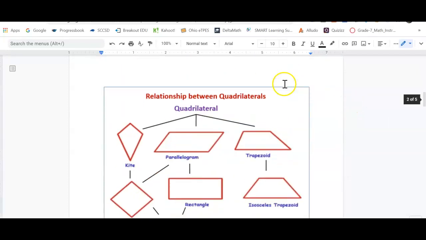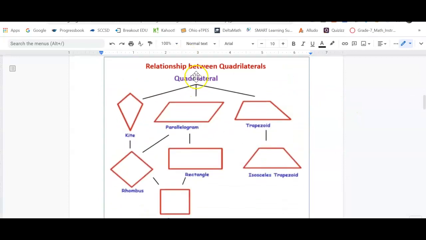And if you look down here, we got this flow chart. You can see that a quadrilateral, that's the broad category. And we can narrow it down and say parallelograms are the ones that have opposite sides parallel to one another. Well, we have specific types of parallelograms, which would be a rectangle is a specific type of parallelogram. A square is a specific type of parallelogram.